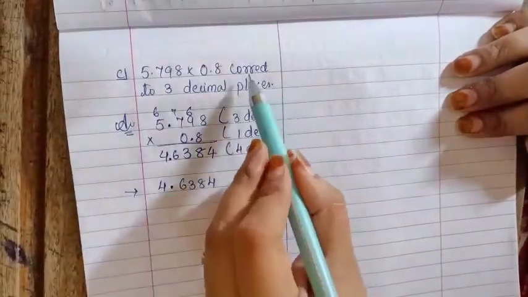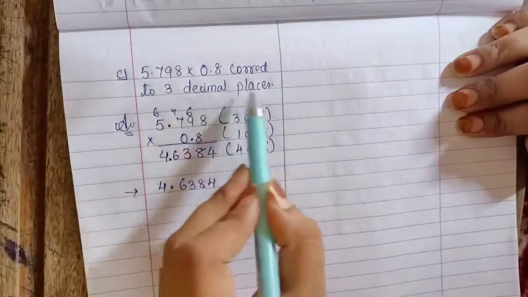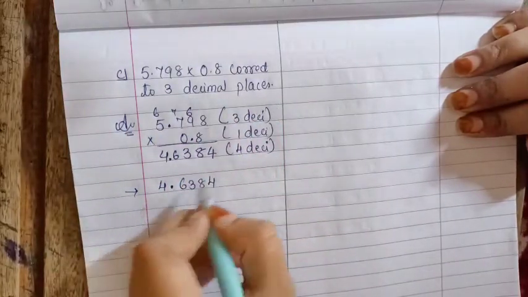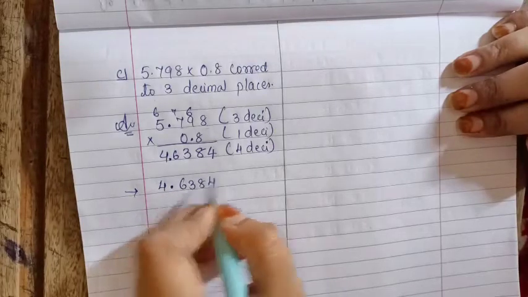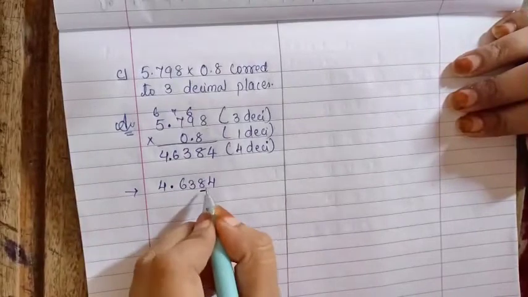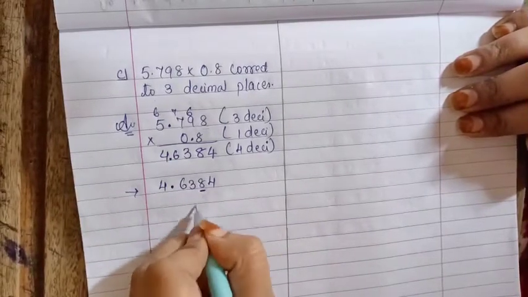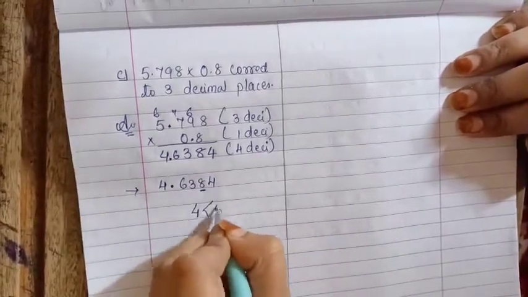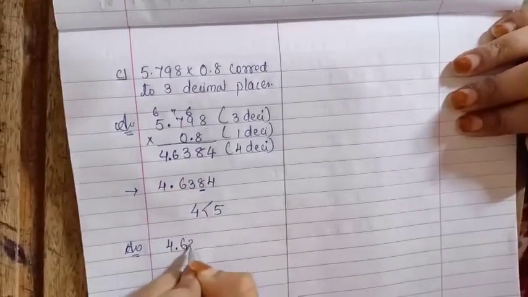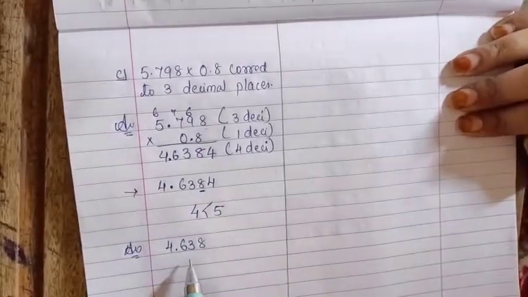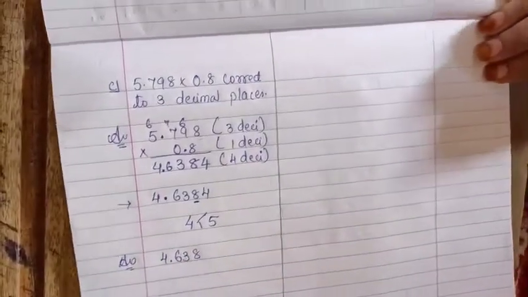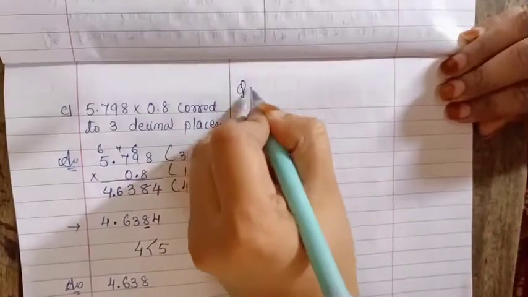But now here it is told that correct to 3 decimal places. So what will we do? We will start counting. This is a whole number, 10th, 100th and 1000th. Here we have to round off. So here we will see this next number. Now 4 is smaller than 5. That is why this 8 will remain the same. So the answer will come 4.638.